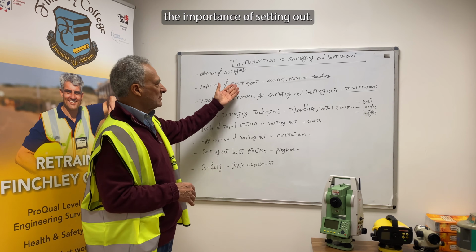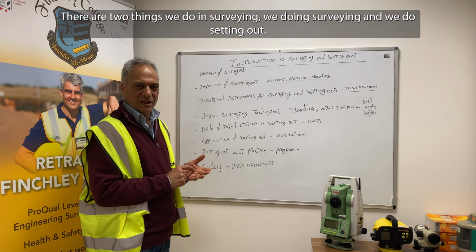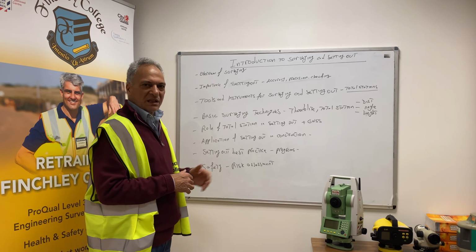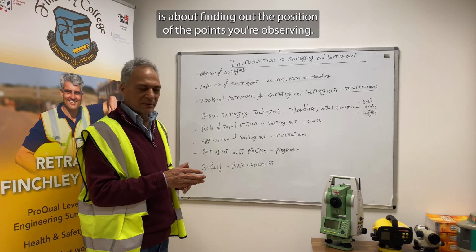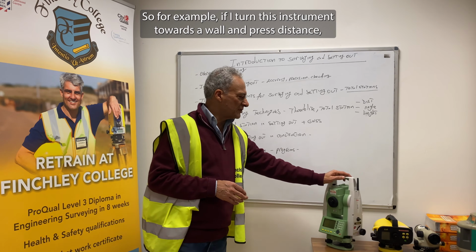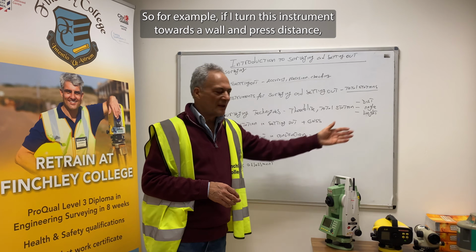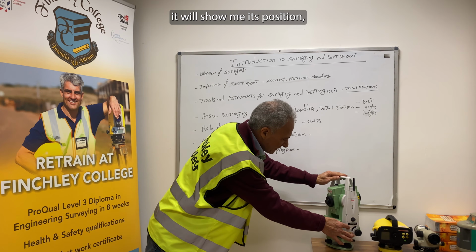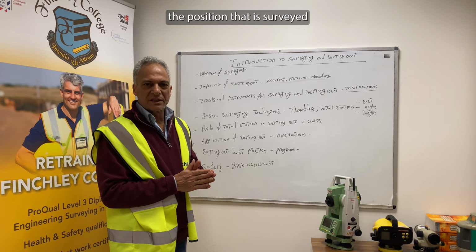Importance of setting out. There are two things we do in surveying. We do surveying and we do setting out. What's the difference between surveying and setting out? Surveying is about finding out the position of the points we are observing. So for example, if I turn this instrument towards a wall and press distance, it will show me its position. The position, that is surveying.